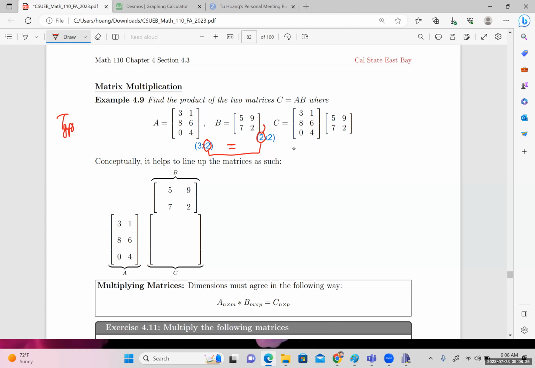Conceptually, it helps us to line up the matrices as you see down here. I write A first, and then B up a little bit on the top of A, and then I have C right below the B. So how can we do it?